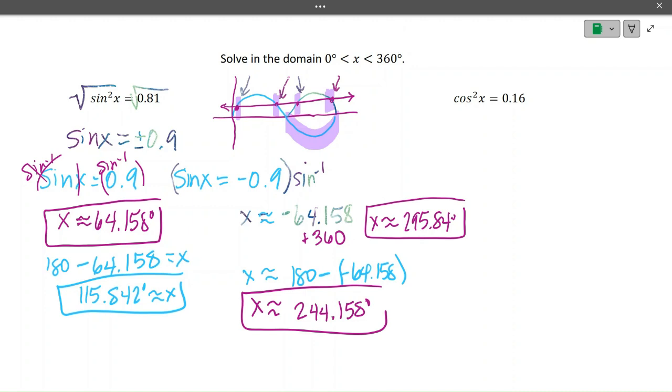So if you are doing this on a test, or from homework, the best way to make sure that you are on track is to pop these answers in for X, and you're going to get approximately 0.81. Not exactly, because we rounded. That's why we have the approximately equal to signs. So I would say always check, especially on an assessment or a test, to make sure that you didn't inadvertently type something wrong into your calculator.